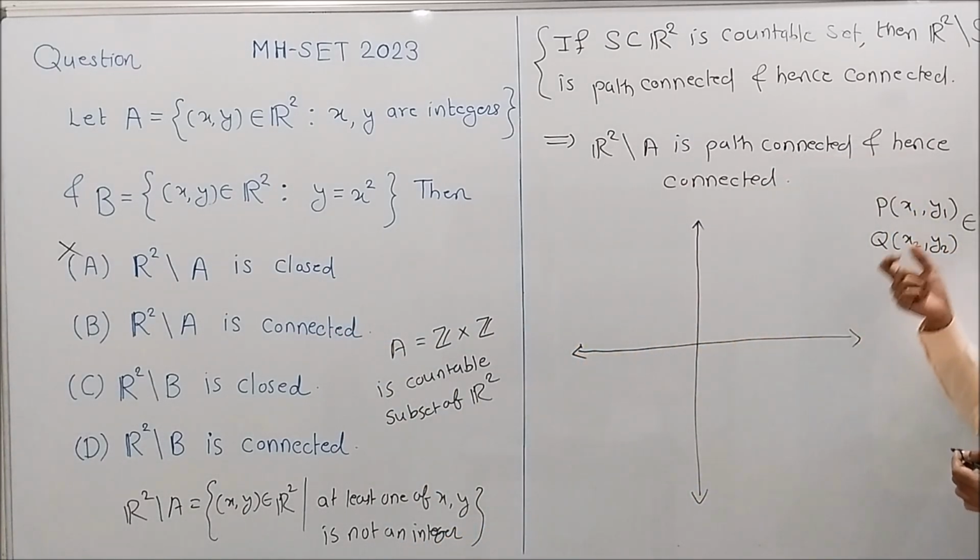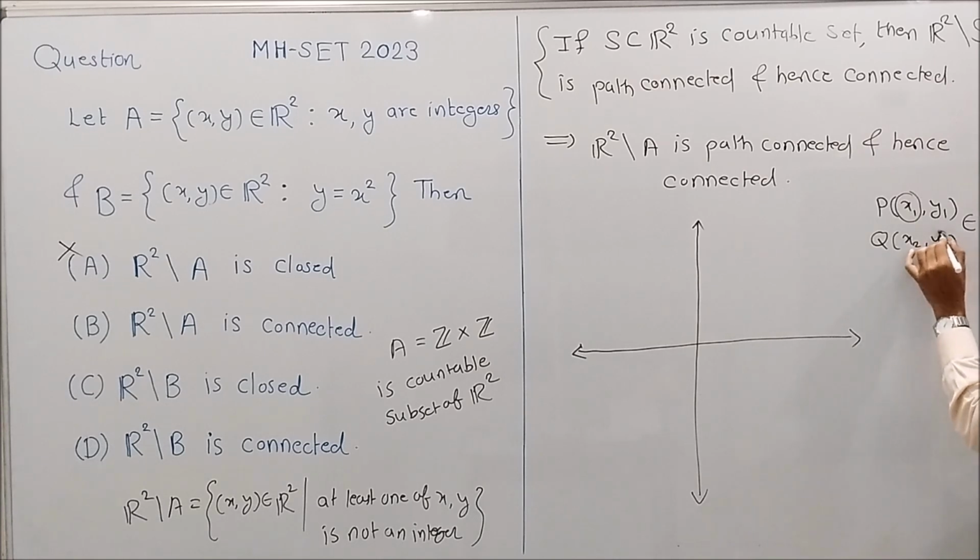So by definition of R2 minus A, as these 2 points belong to R2 minus A, at least one of these 2 coordinates is not an integer. So without loss of generality, say x1 is not an integer and y2 is not an integer. So case first, x1 does not belong to Z and y2 does not belong to Z. This is by definition of R2 minus A.